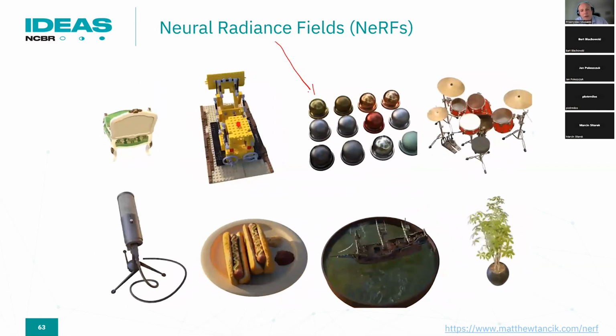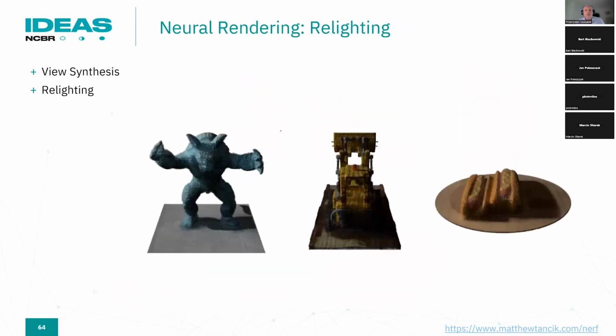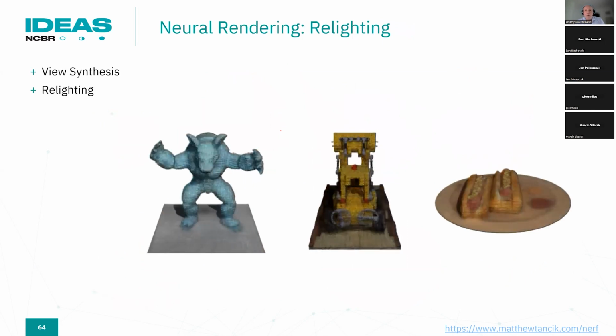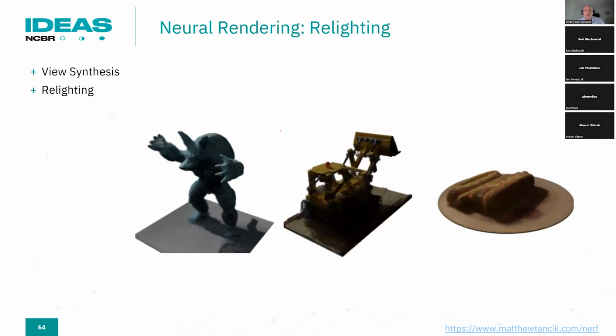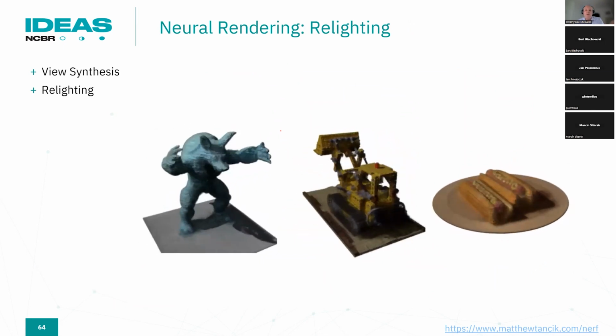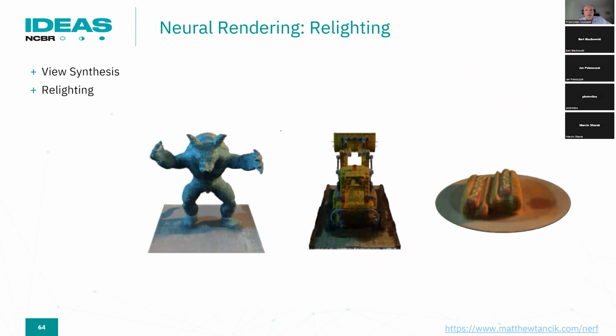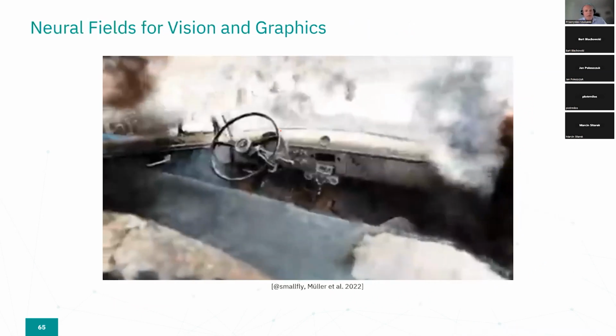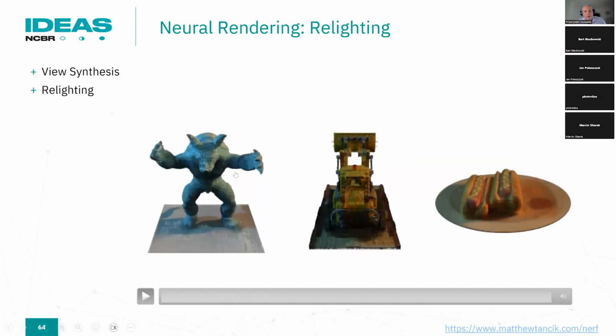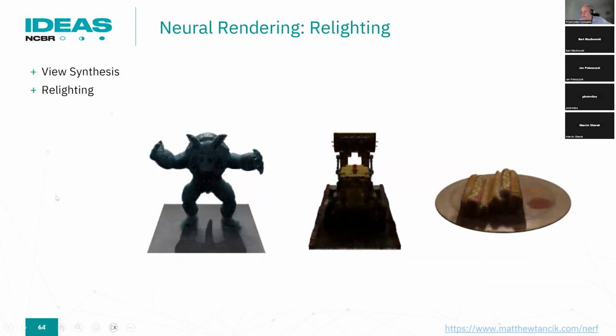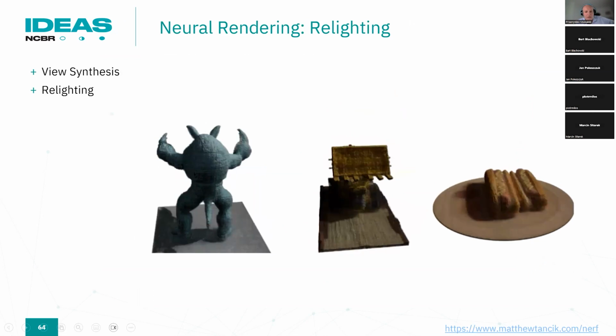We can also change the appearance of objects, detail, texture. We can relight. So once you have captured the scene, you can change the light position virtually, just given the neural radiance field you have captured from a couple of photographs. So relighting is a topic, and I will show you a couple more applications.